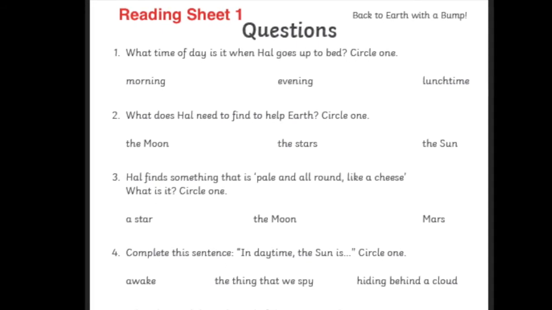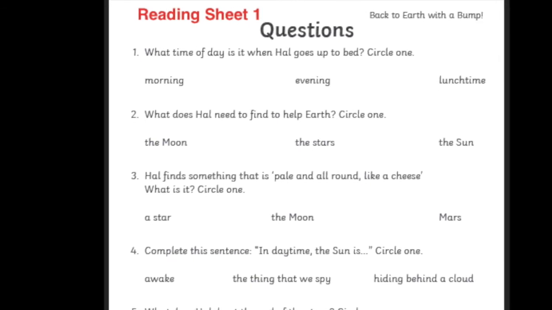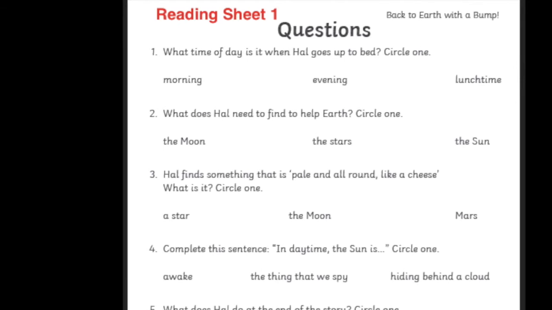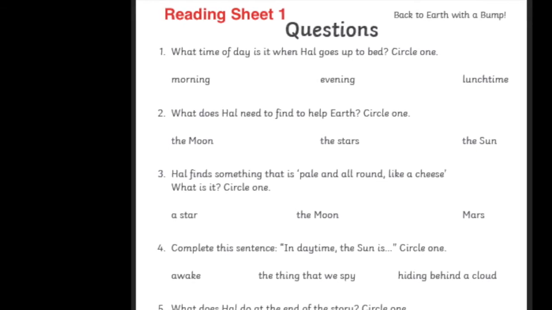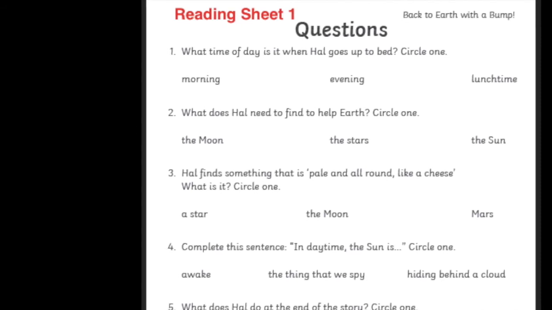It says, what time of day is it when Hal goes to bed? I'm just going to circle one of those. So you'll probably need to go back to the beginning of the story in order to be able to figure out the answer to that one. And then kind of go back through the story, read through the story so that you can answer all 5 questions.